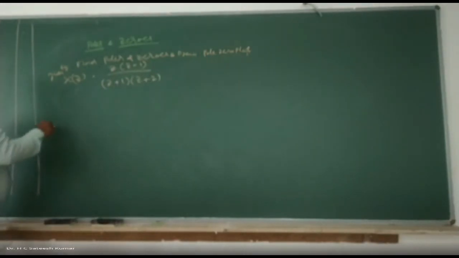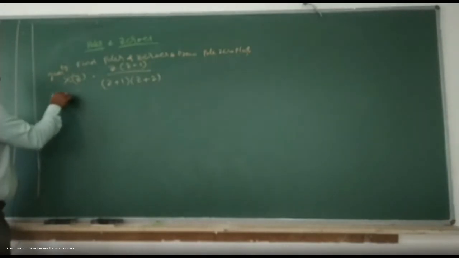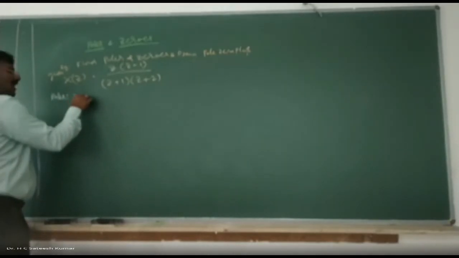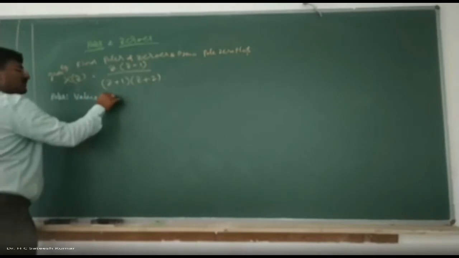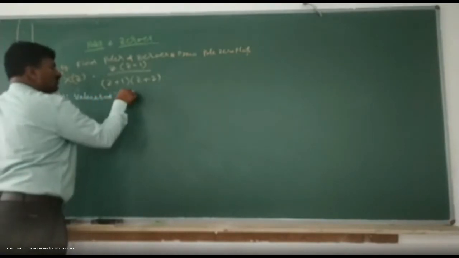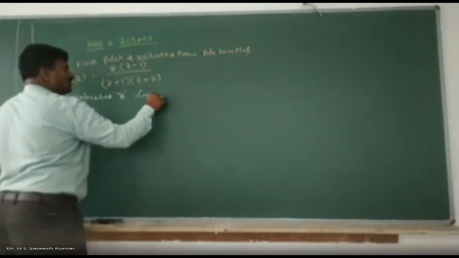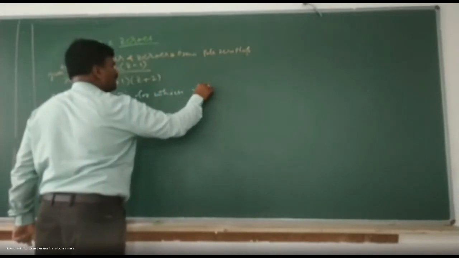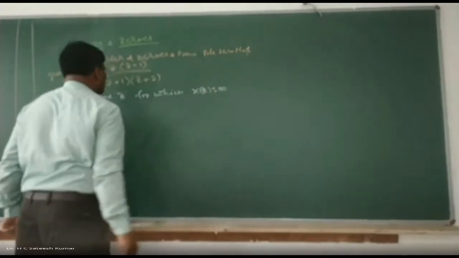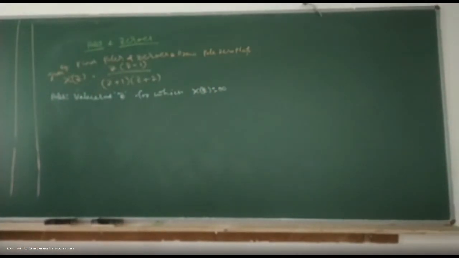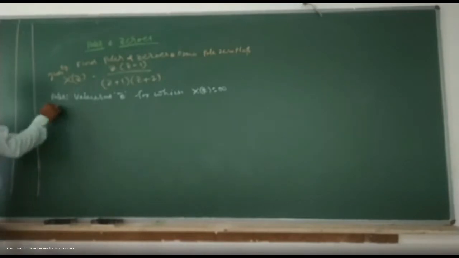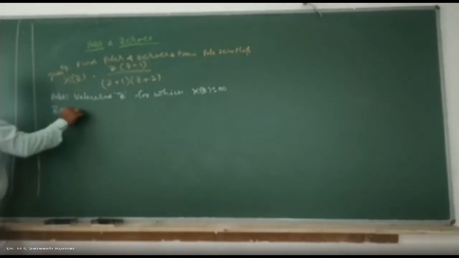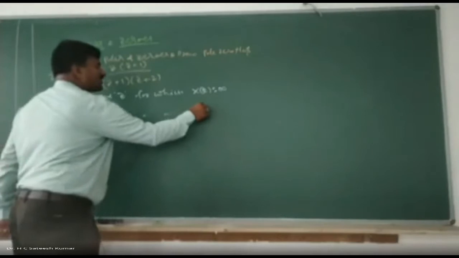First of all, what is a pole? I will give both the simplest way and the standard definition. Poles are nothing but these are the values of z for which X of z is equal to infinity. Poles are the values of z for which X of z is equal to infinity. What about zeros? Zeros are the values of z for which X of z is equal to 0.